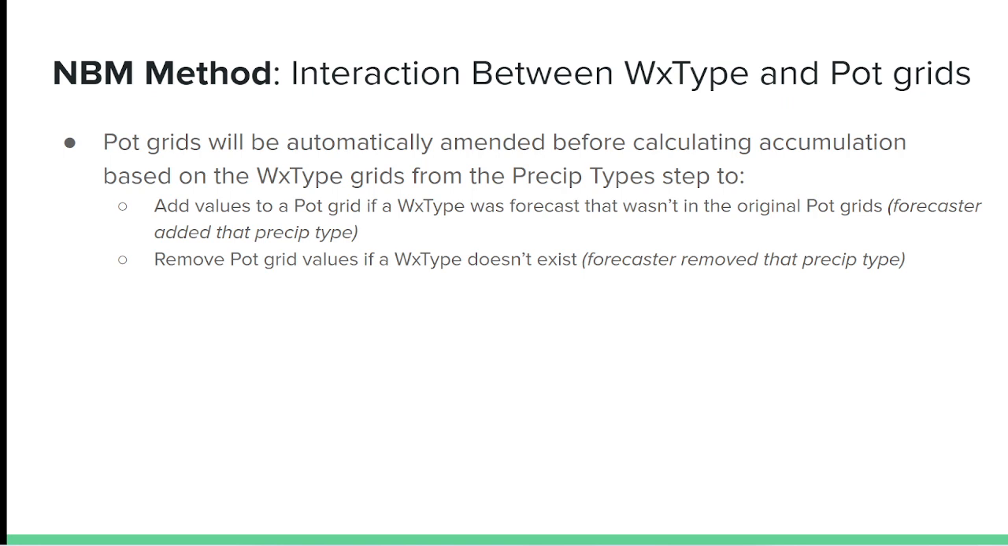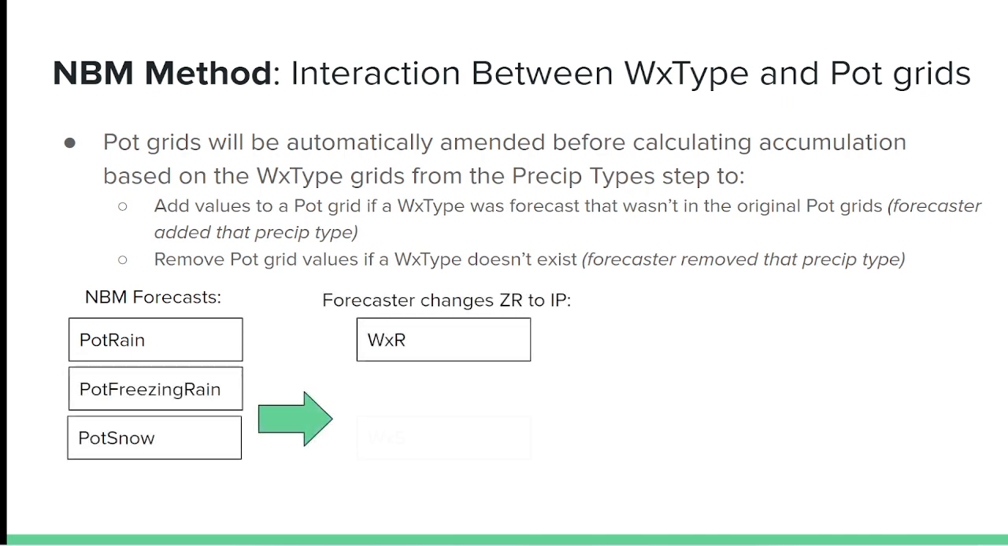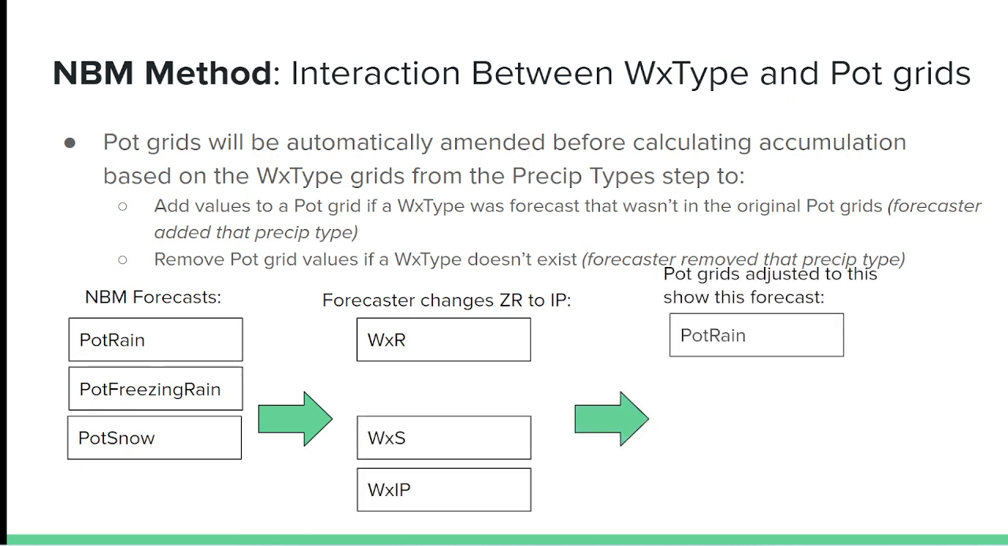Second, remove POT grid values from the calculation if a WX type doesn't exist anymore, meaning a forecaster removed that precip type. We'll say that the removal is not saved to the POC grid, but done just behind the scenes. So let's consider this example of the MBM forecast for pot rain, pot freezing rain, and pot snow. In the precip type step, the forecaster changes freezing rain to sleet. For the accumulation calculations, the POC grids will be effectively adjusted to show this new forecast.